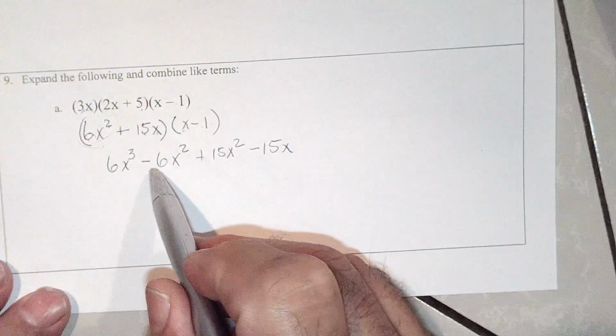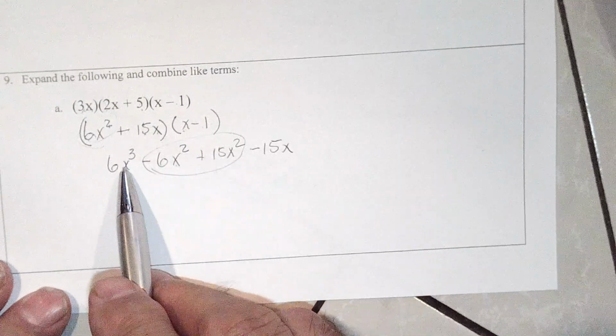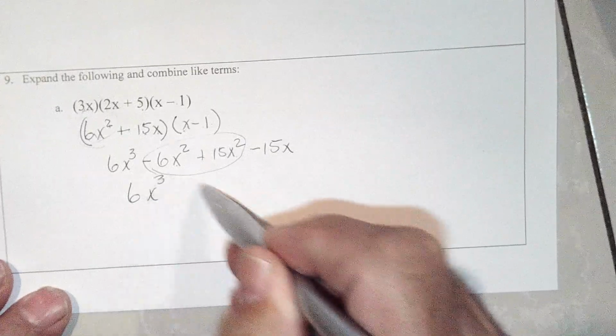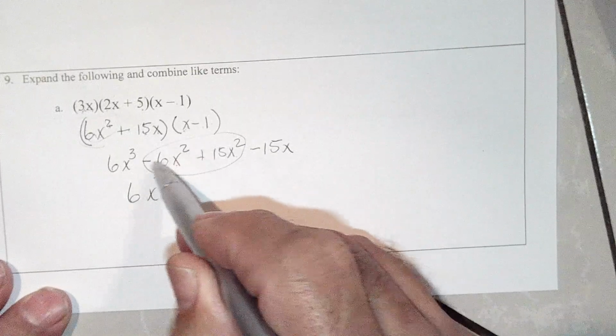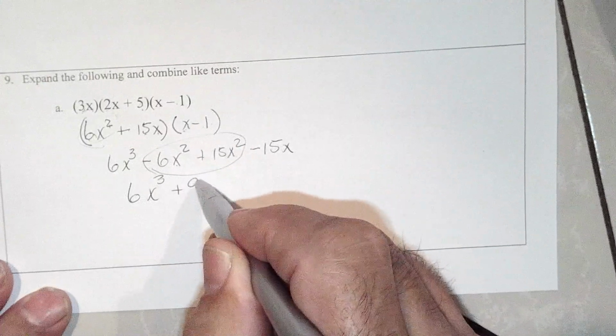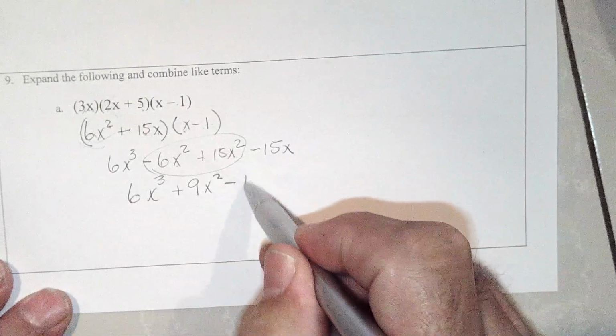And looks like we have a couple of like terms. These are both x squareds. Can't be combined with those. So we get 6x to the third, and minus 6 of them plus 15 is plus 9x squared minus 15x.